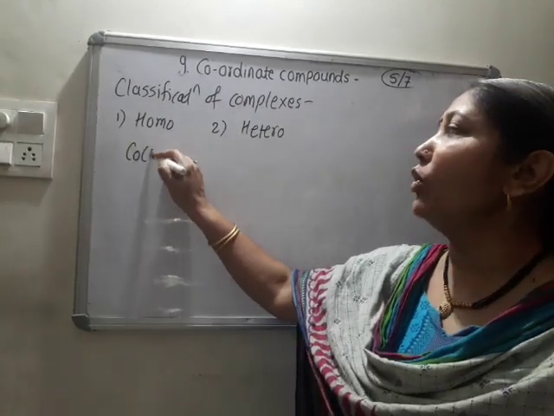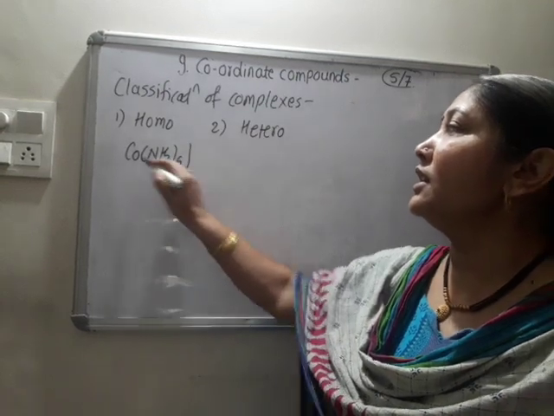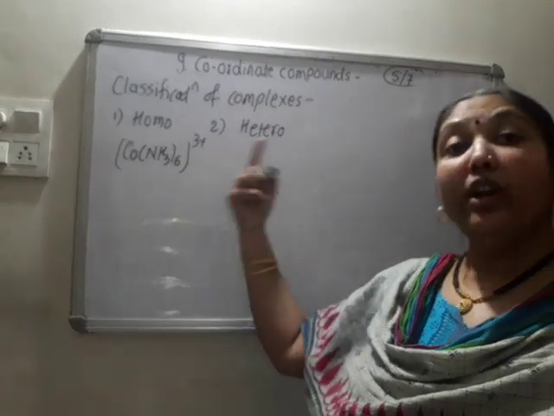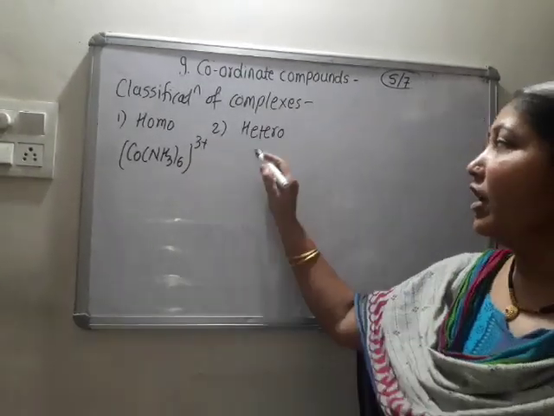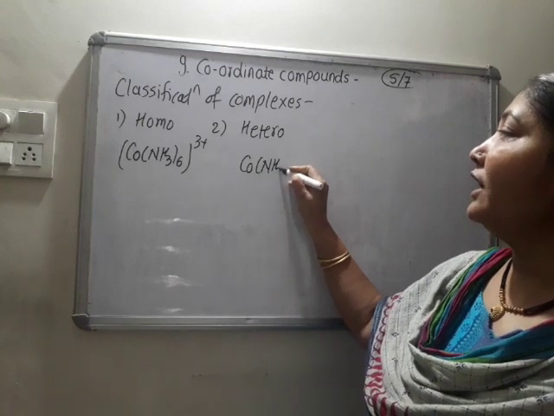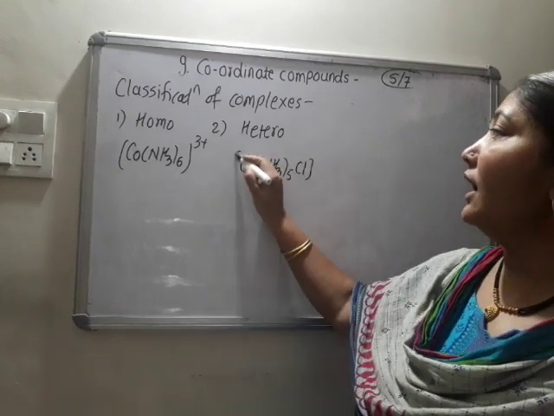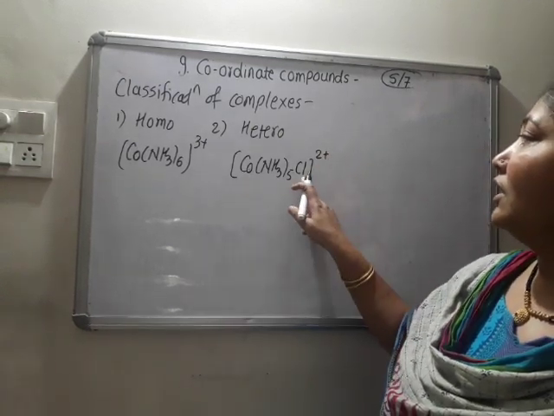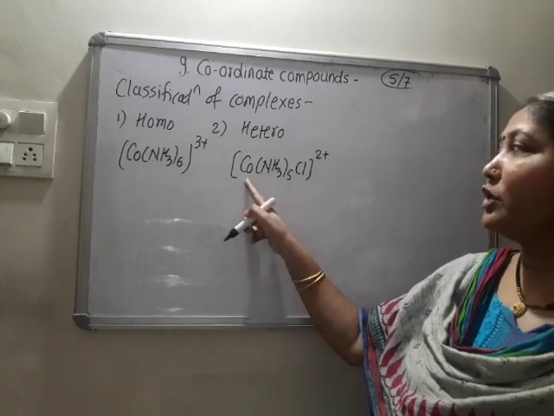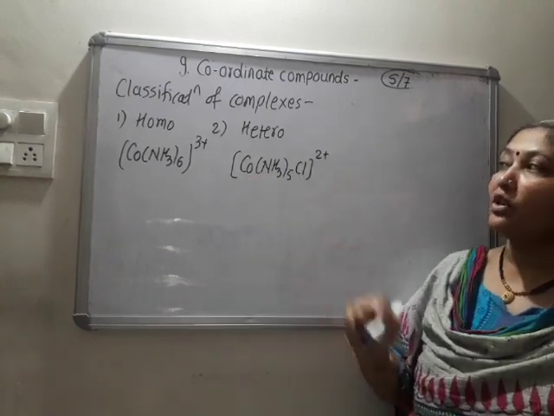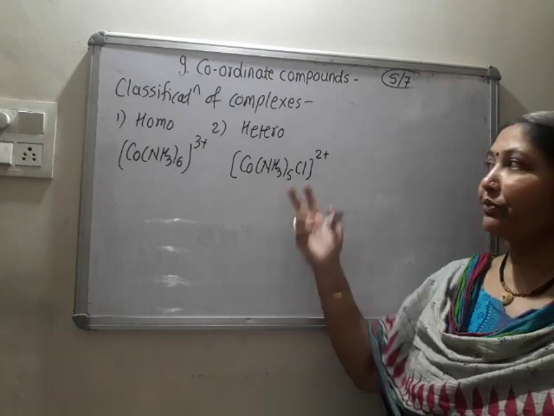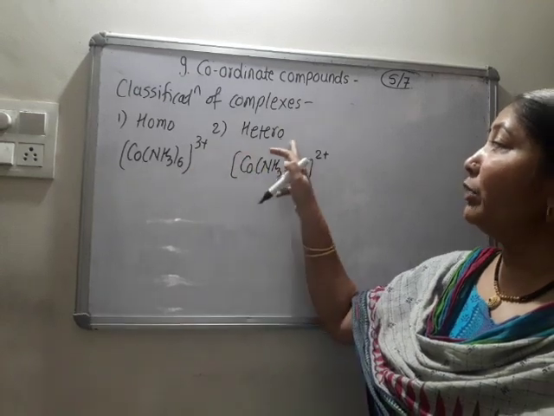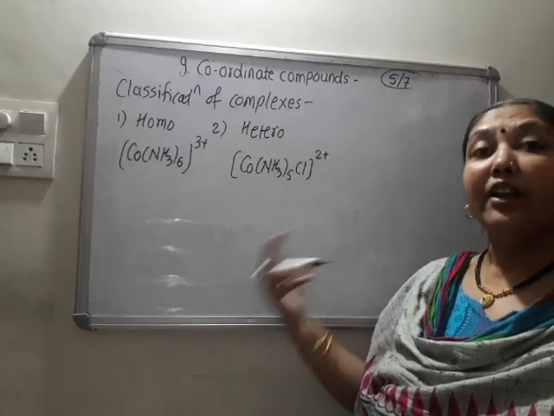Example, Co(NH3)6 3+, this is homoleptic. Heteroleptic means two different ligands are there. For example, Co(NH3)5Cl, where cobalt is plus 3 and Cl is minus 1, so the charge on this becomes plus 2. So homoleptic means a complex having the same ligands. Heteroleptic means a complex having different ligands.